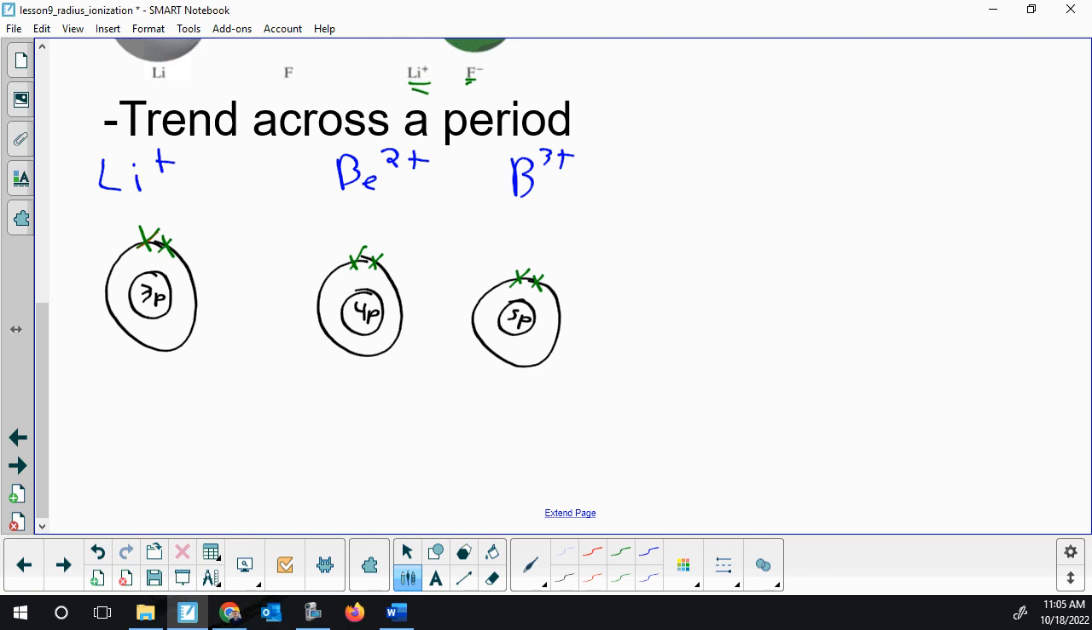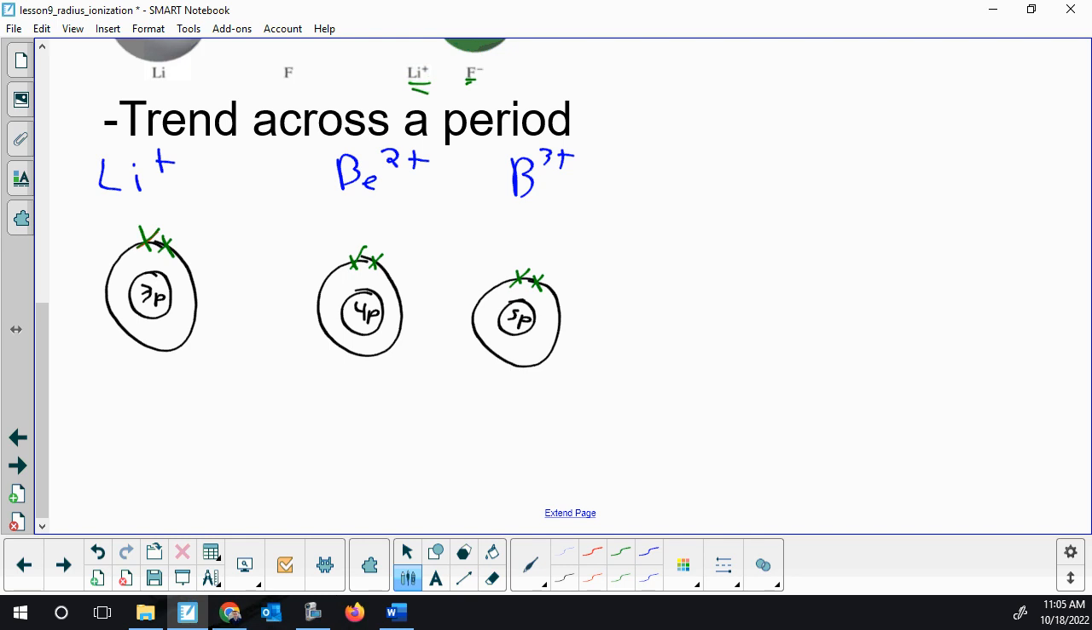So what's going to happen in terms of size? We're heading across period 2. We're going 3 across. The energy levels are the same, so we're not going to look there. We're going to look at what's going on between the outside and the inside. The electrons are also the same. They're a tie. The difference is 3 protons to 4 to 5.